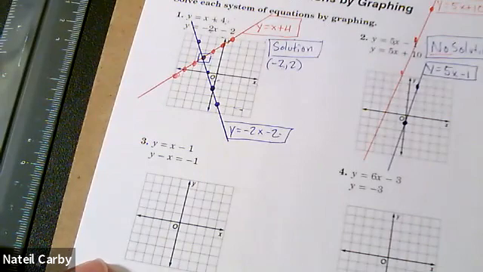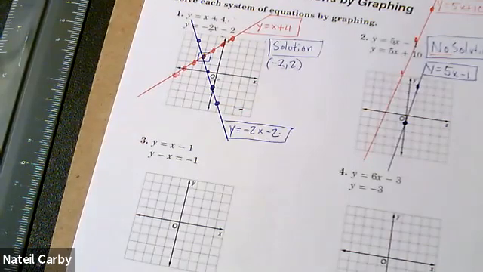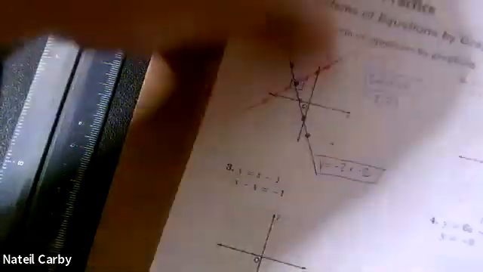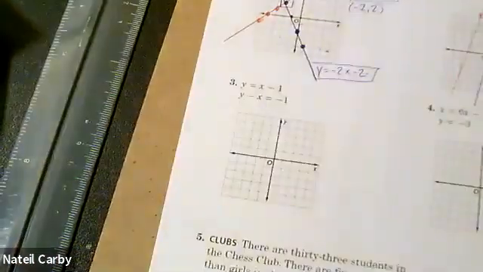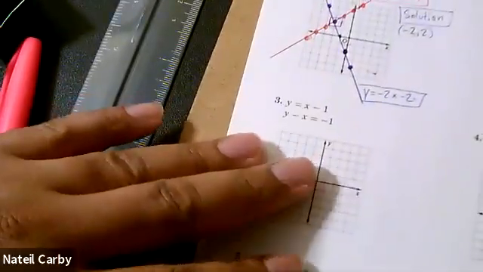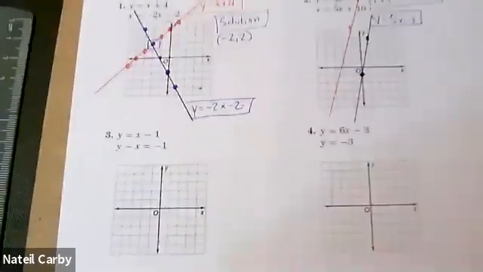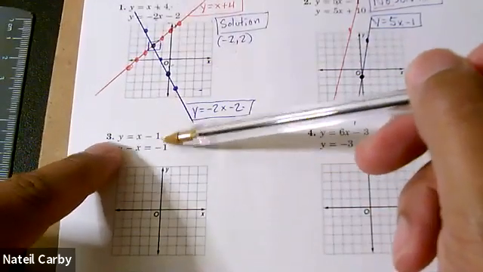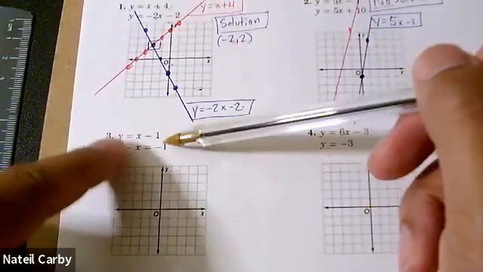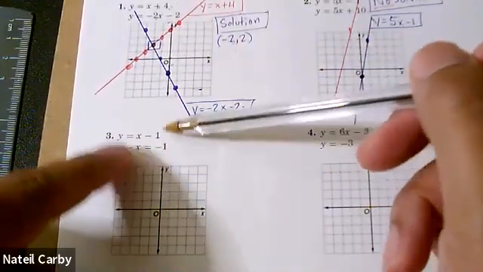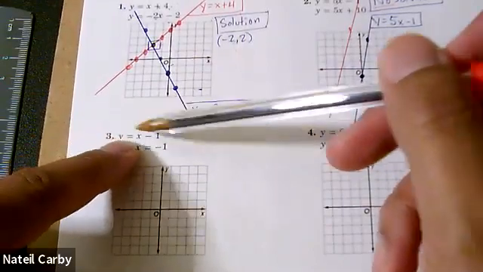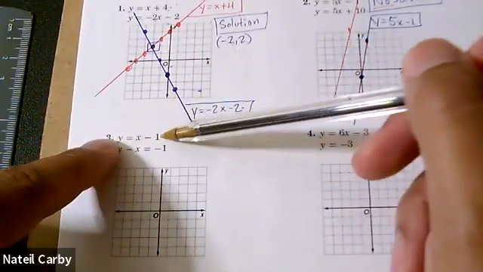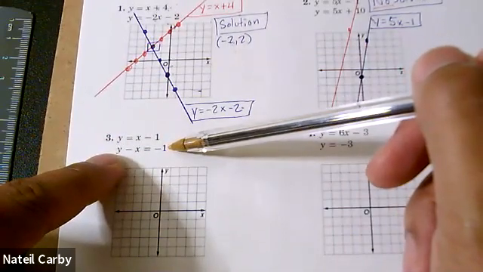Okay. Number 3. First of all, look at number 3. They are not in slope intercept form. So I got to change them so that they are. The first one is good. My slope is 1. My y-intercept is -1. So I ain't got to worry about that one. It's this one here that I got to fix.